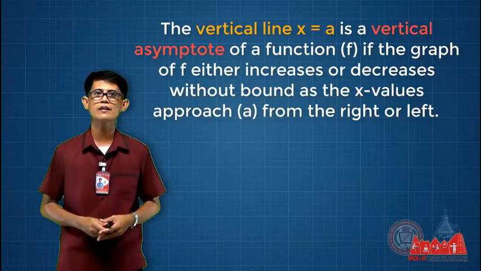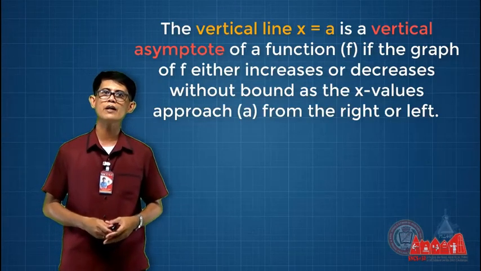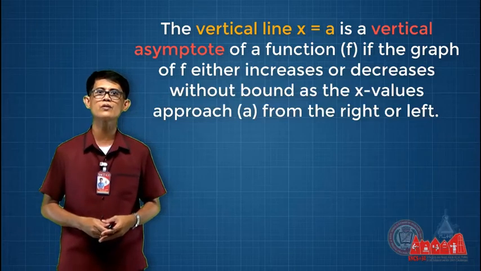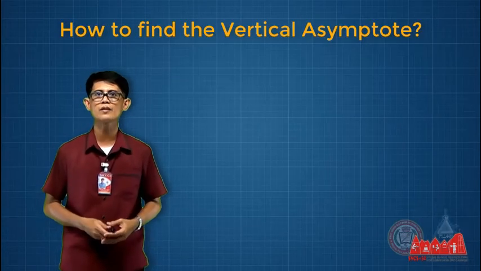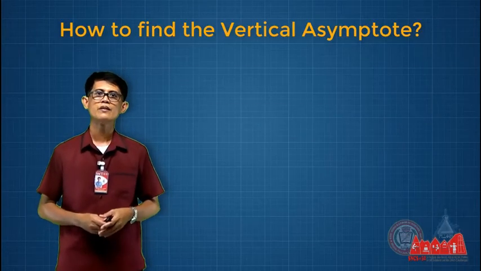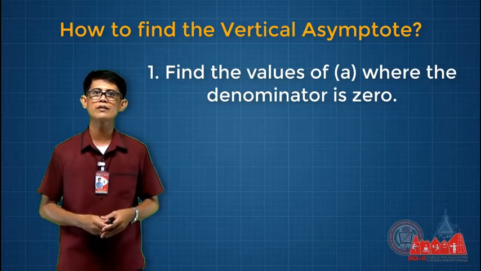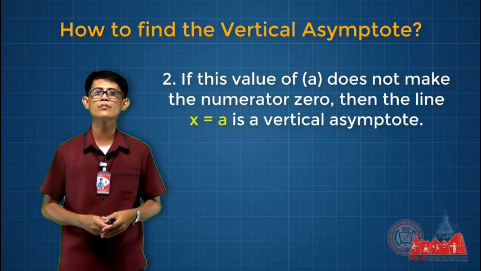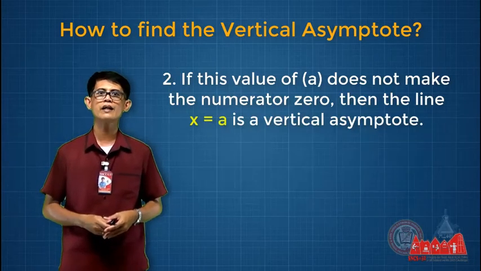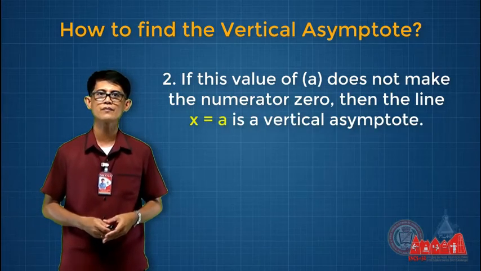The vertical line x equals a is a vertical asymptote of a function f if the graph of f either increases or decreases without bound as the x values approach a from the right or left. To find the vertical asymptotes of a rational function, number 1, find the values of a where the denominator is 0. Number 2, if this value of a does not make the numerator 0, then the line x equals a is the vertical asymptote.